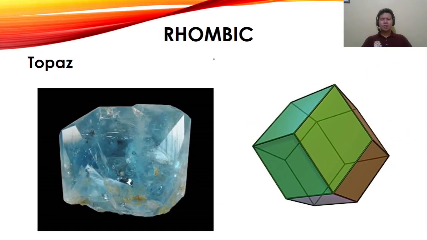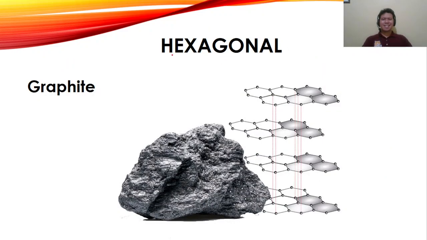Usually, the shapes of the minerals are more likely observed once they are in their broken state. Okay? So, if we break them apart, and they look like this one, then it belongs to the rhombic shape of a mineral. Okay? Next, we have hexagonal.